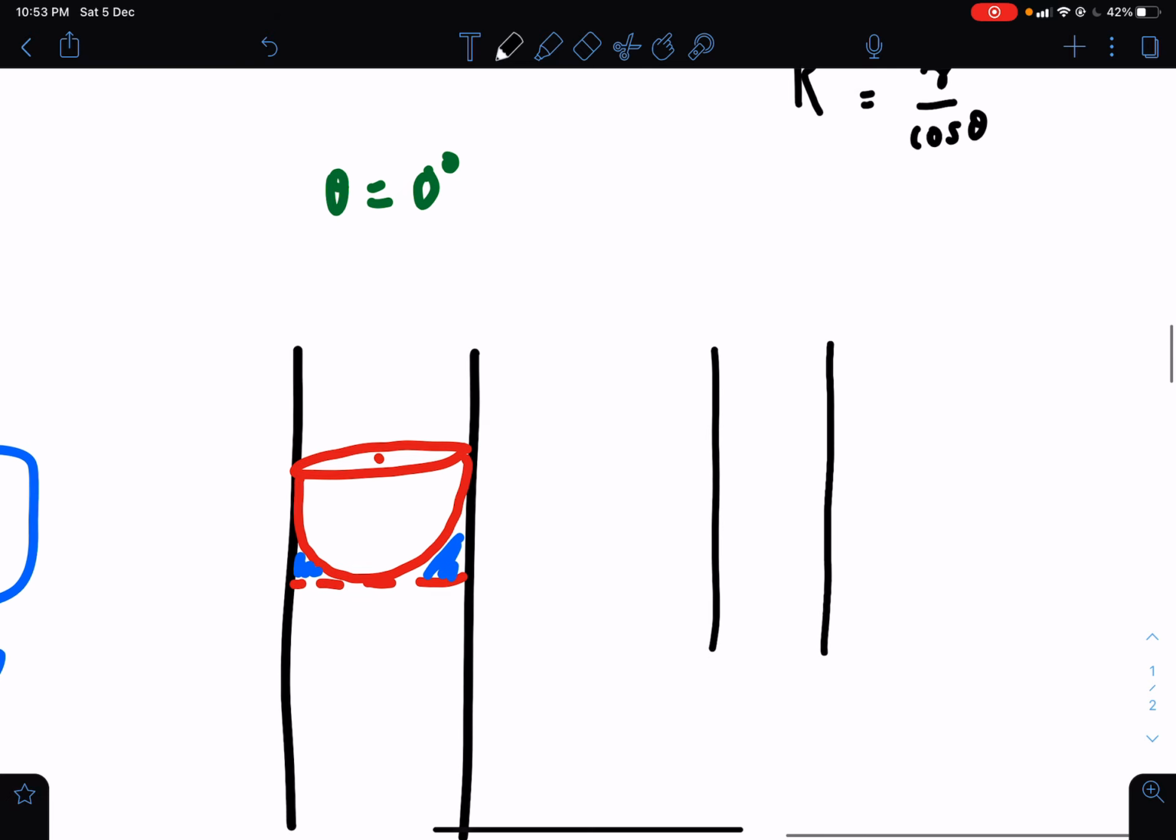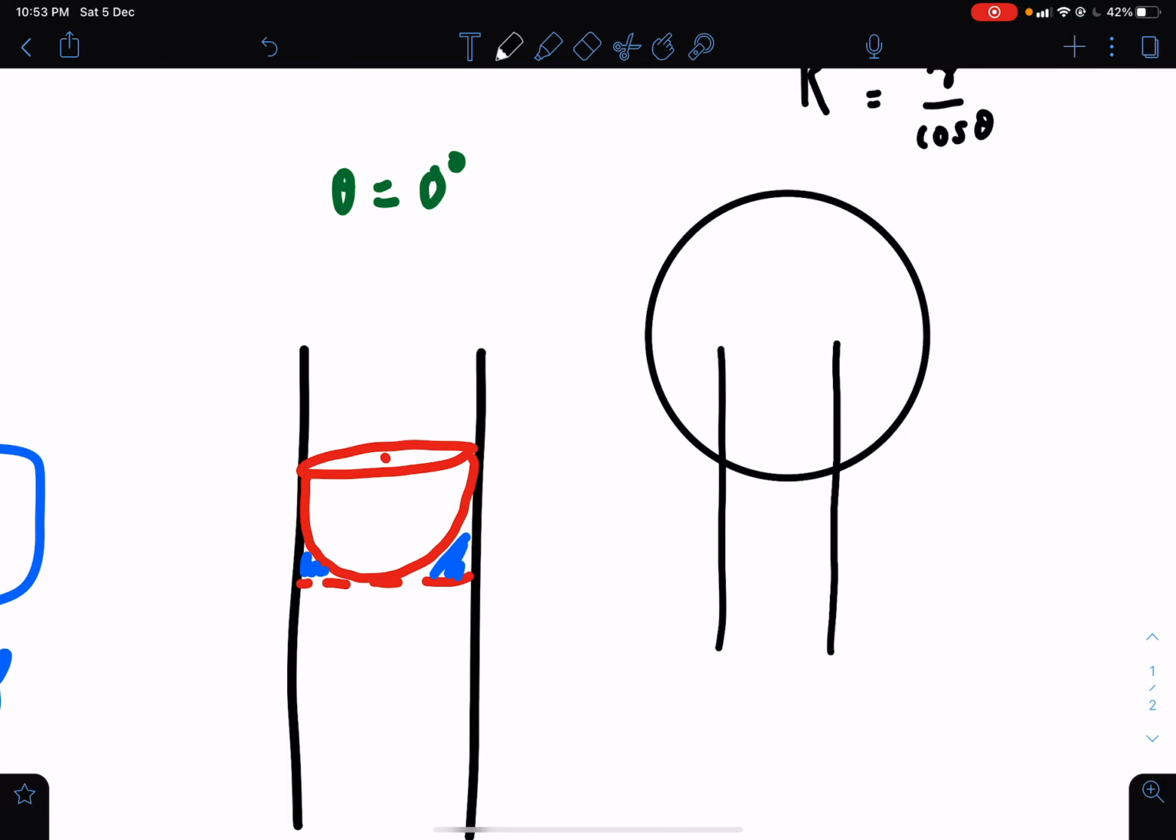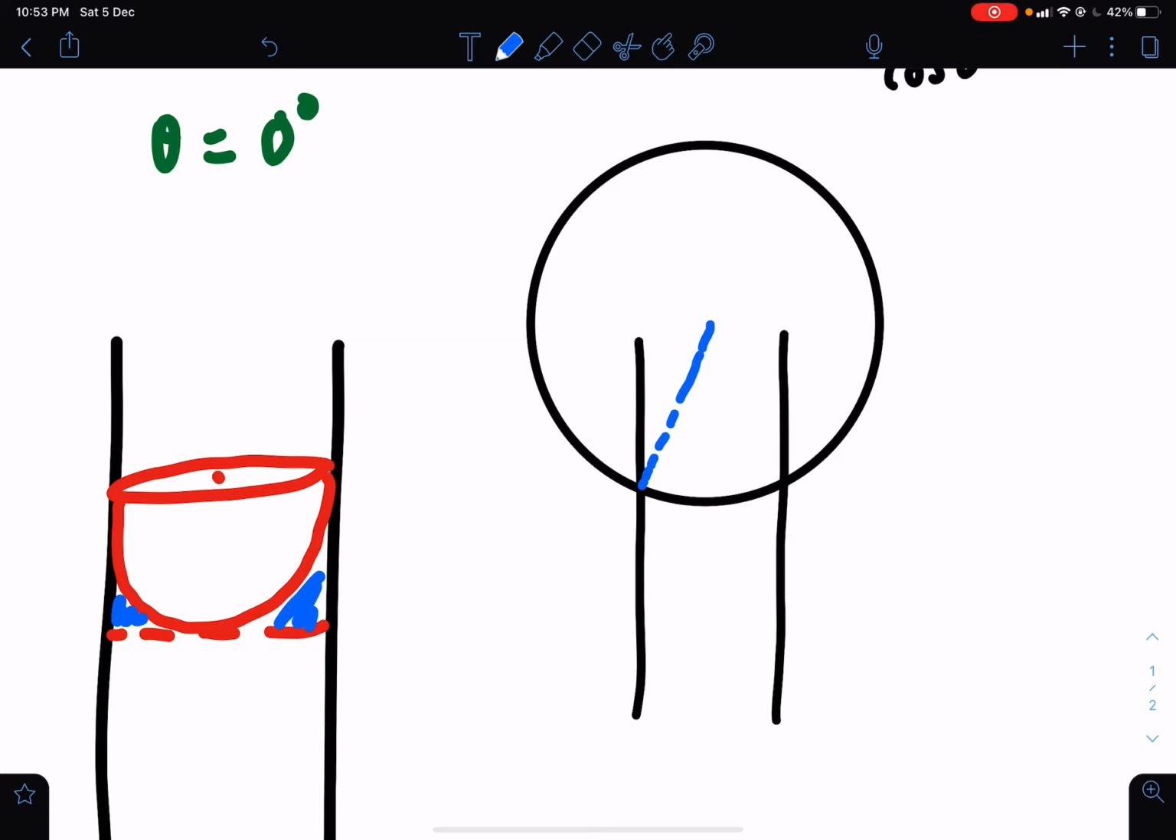So there is a very simple derivation. This is the sphere of which the meniscus is a part of, and here if you draw a perpendicular, this is the center here, and the contact angle means this tangent here, this angle is theta. This is capital R, this is small r, so R cos theta is equal to small r.